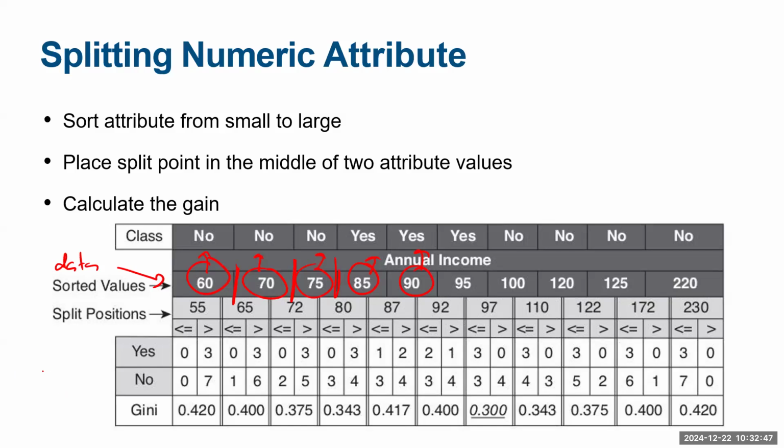Like for here, they use a different measurement called the Gini index, and we will look at the formula later. And they will pick this one, which would be the best value, right? So you compute the gain for every type of split. For a numeric attribute, there will be many splits.